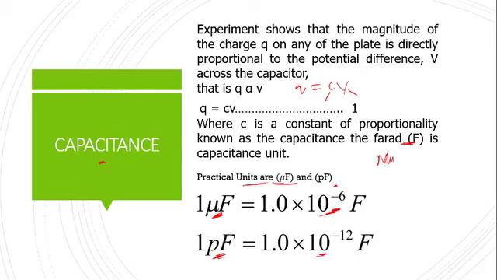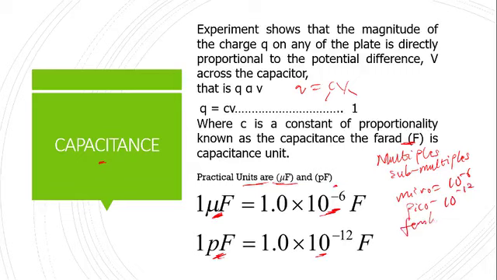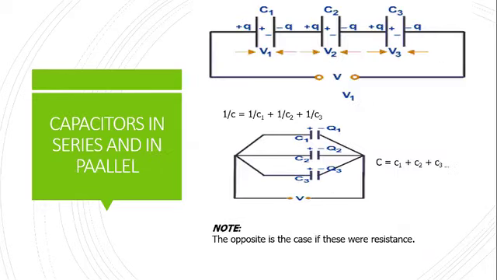A study of multiples and submultiples will help you to understand this better. So micro means 10 raised to the power minus 6, pico means 10 raised to the power minus 12. We also have femto, we have yocto, so I'll give that to you as an assignment and you can go find out what they mean.